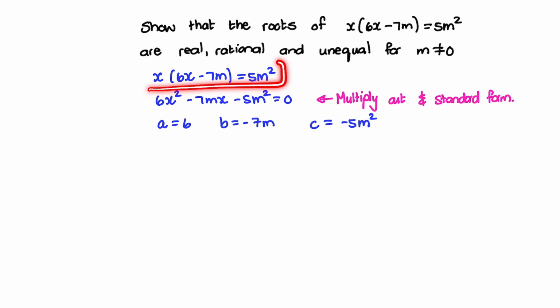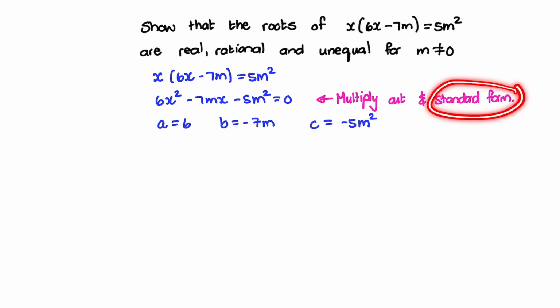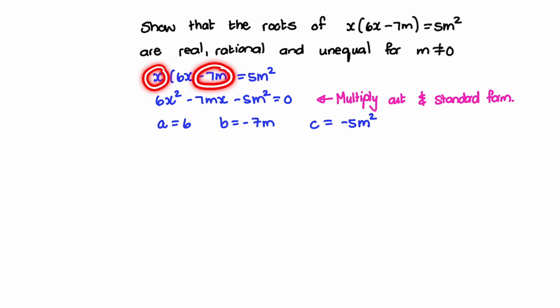So here I have my equation. Firstly, I need to multiply out and rewrite the equation in standard form. So x times 6x becomes 6x squared. X multiplied with negative 7m is negative 7m squared. And then I move 5m squared to the left-hand side and it becomes negative 5m squared.